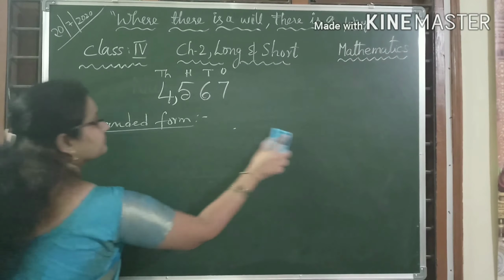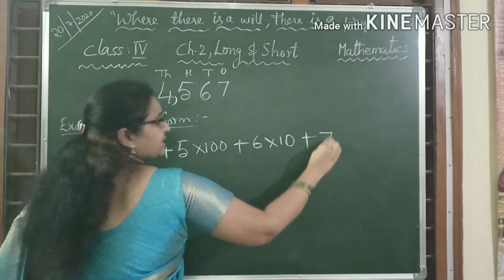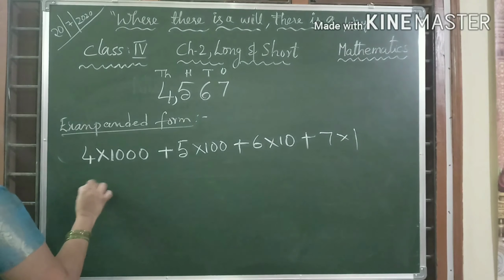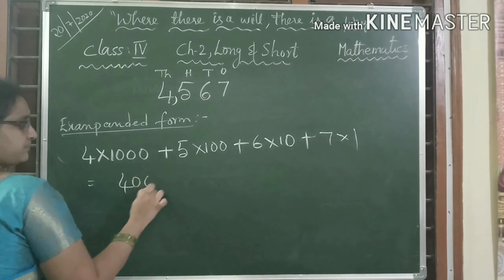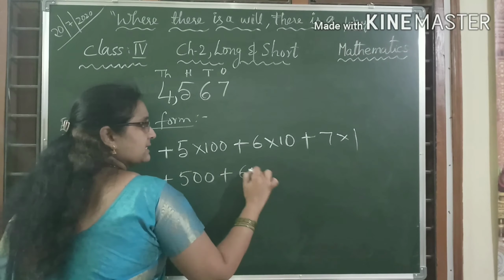4 is in thousands place, 4 into 1000 plus 5 is in hundreds place, 5 into 100 plus 6 is in tens place, 6 into 10 plus 7 into 1. Now this is 4000 plus 500 plus 60 plus 7.